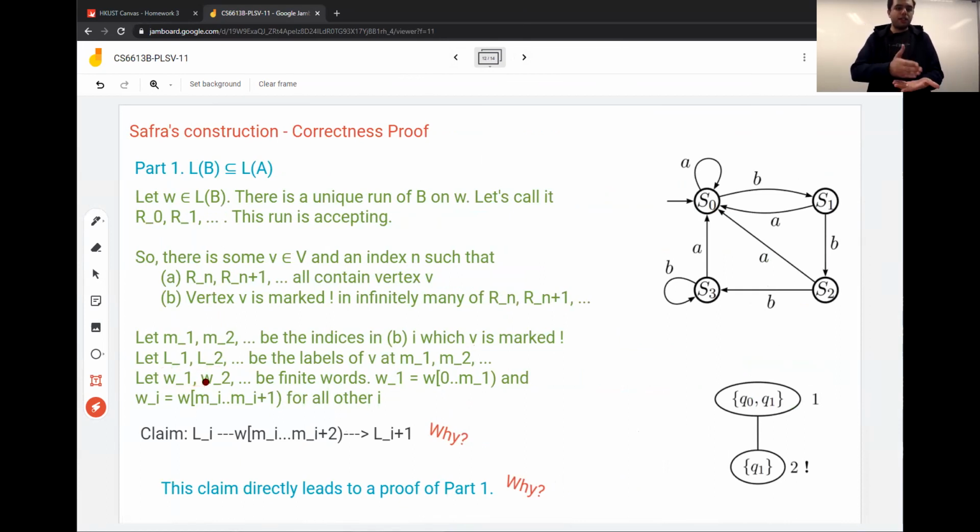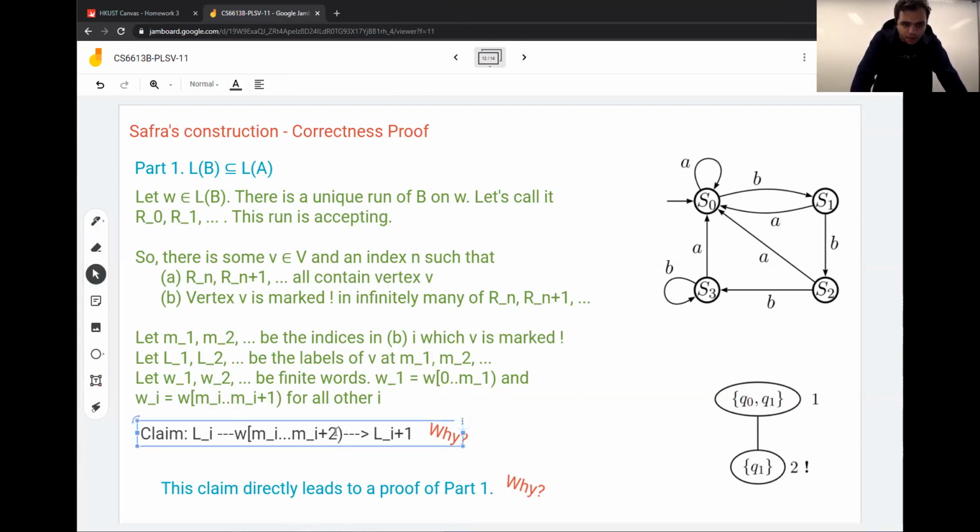Okay. And finally, let's chop our word based on these indices. So my first index was M1. So my first chop would be W1, which is from the beginning of my word up until index M1. Right? And then Wi is from index Mi to index Mi plus 1. So now this is what I claim. I claim that my i-th labeling actually covers my i plus first labeling using the word that was between the i-th index and the i plus first index. This is also a type of distributed one.